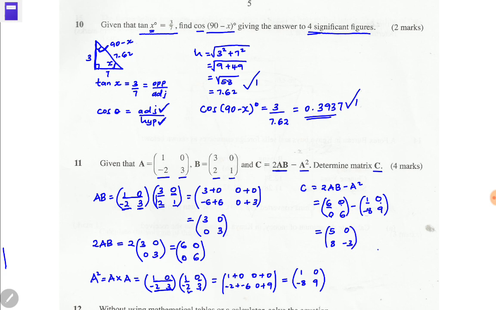So there are 4 marks for this particular question. 1 mark is for getting the value of AB. The other mark is for getting the value of 2AB. The other mark is for getting the value of A squared. And the final mark is for getting the correct answer.